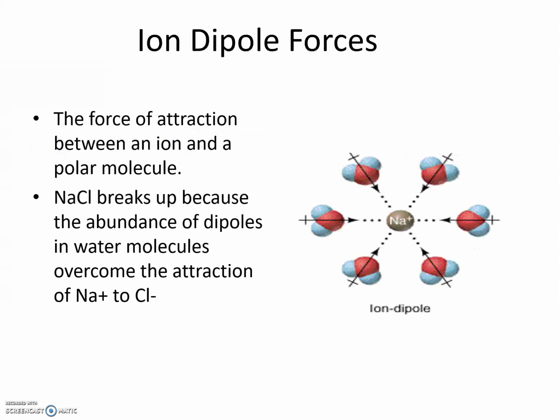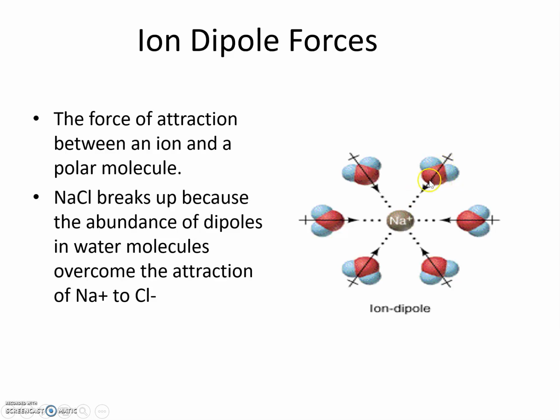Pretty straightforward. This is another example. It's not one that IB asks you to know, but it is a good one to consider because we often talk about how ionic compounds are soluble in water, and you haven't necessarily had a lot of depth in that. So what we're looking at here are water molecules, which have a permanent dipole, right?